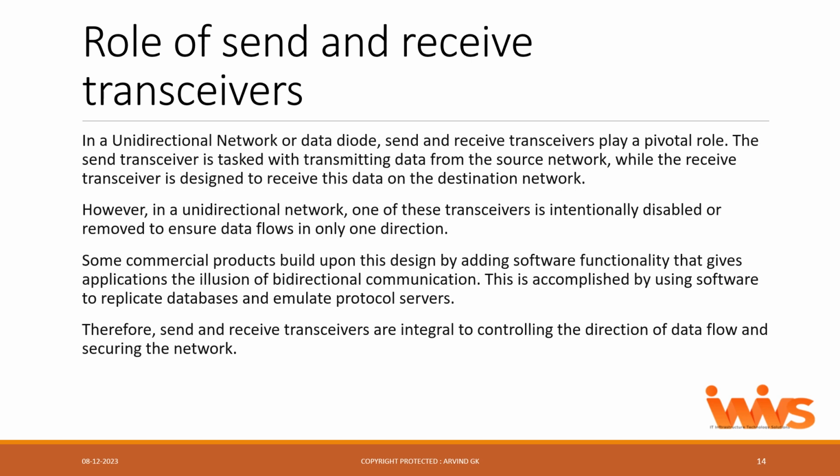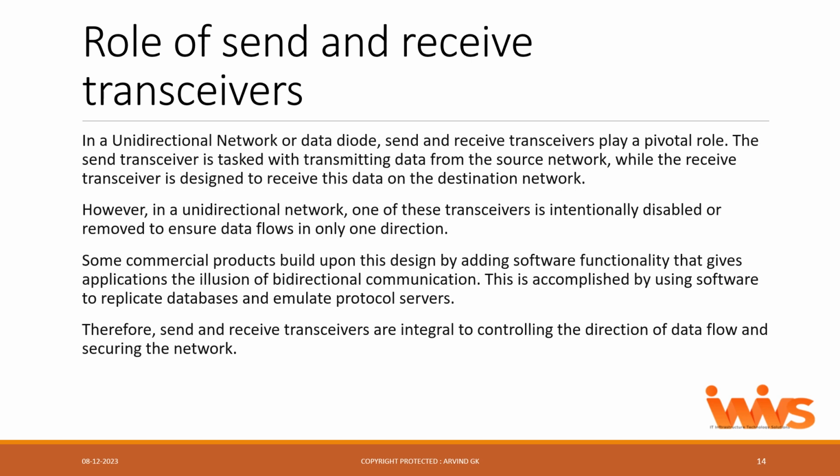So, the role of sender and receiver. In the unidirectional network, or the data diode that they talk about, the receiver plays a pivotal role. In the traditional one you have send and receive, and you can receive again when the other side sends. In unidirectional there is nothing called send and receive. It is only send from one side, receive from the other end. So the network also has to be designed like that.